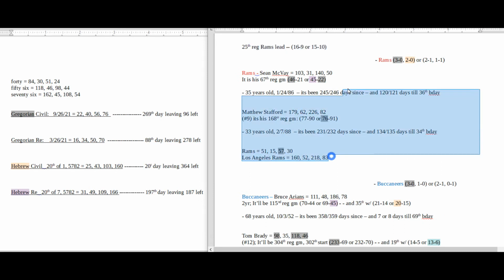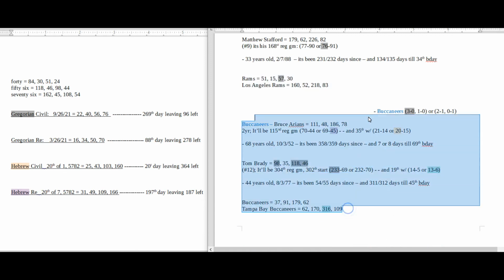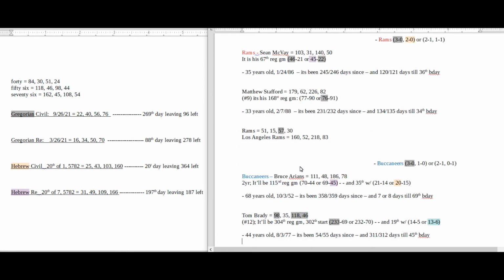And then right here is the home team. So for the home team, I have the season record, their coach's record, his birthday to and from. I have the quarterback, his regular season record, his birthday to and from, and then the name Gematria for the team. And then at the bottom here is the away team, their season record, their coach's record, to and from his birthday, quarterback record, to and from his birthday, and the name Gematria.